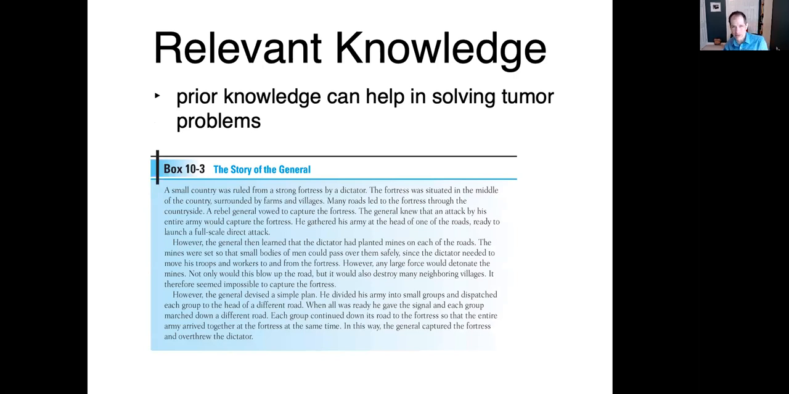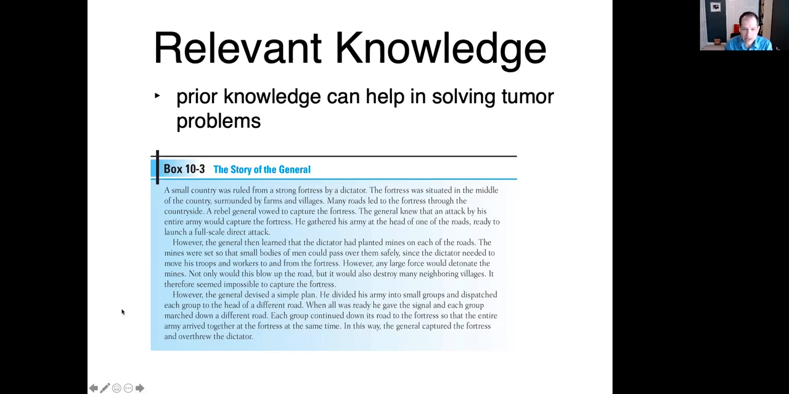Before they were given the laser and tumor problem, they were told this story about the strong fortress and the dictator. I won't read through all of it, but let's highlight some of it. There's a small country ruled from a strong fortress by a dictator situated in the middle of the country, surrounded by farms and villages. Lots of roads lead to the countryside, and a general wanted to capture the fortress. The general knew that an attack by his entire army would capture it. So he's got enough forces. He gathered his army, ready to launch a full-scale direct attack. Then he learns that the dictator planted mines on the roads, set so that small bodies of men could pass over them safely.